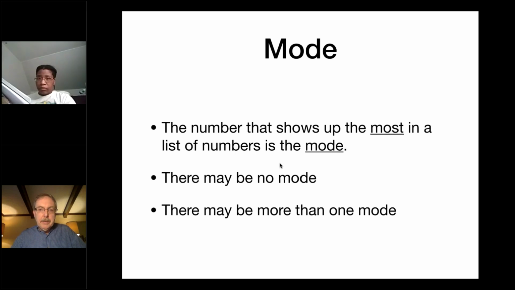Now, probably what you'll find is that on a test or in problems that you're working on, usually there's just one mode. But I wanted to let you know this just in case.